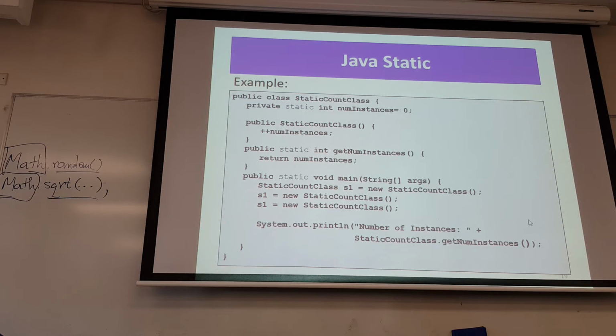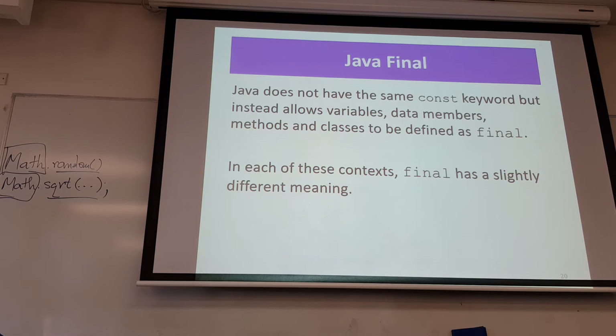So, as I said, we can invoke static data members via references, like here. Static count class is the name of the class, and we invoke its method, like we have here. And this is private. If we put it public, we can invoke num instances on the static count class itself. It is public, which is not a good idea.